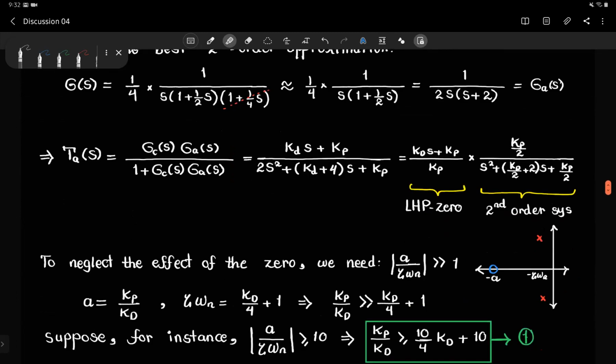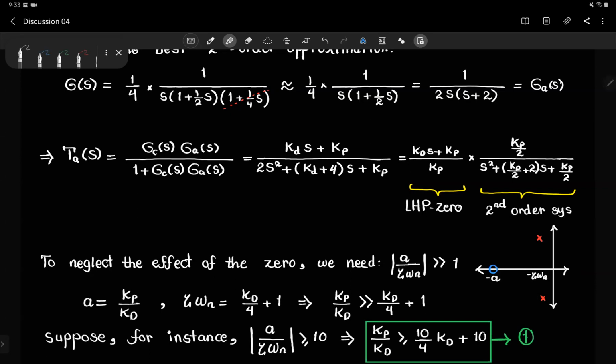So in order to continue, and in order to be able to neglect the effect of the 0, we need that, for instance, this is a second order system on this diagram, right? We have two poles at zeta times omega n, right? And then we have a 0 at negative a. In order to be able to neglect the effect of the 0 on the system response, we need that a divided by zeta times omega n has to be much bigger than 1, okay?